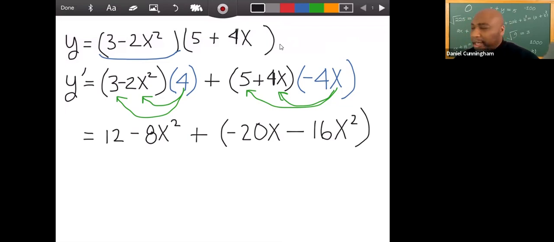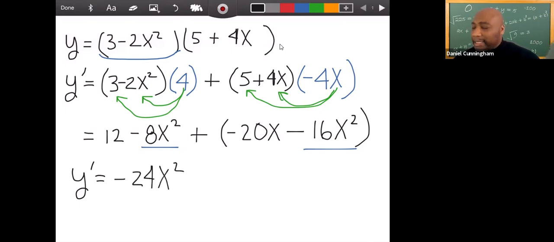Now let's see, are there any like terms? In this case, I have this negative 8x squared and negative 16x squared. Those are the only like terms. So let's combine them and write our final answer. So y prime, and I like to write them in descending order as far as the powers or the exponents. So we combine what's underlined in blue, that would give me a negative 24x squared.